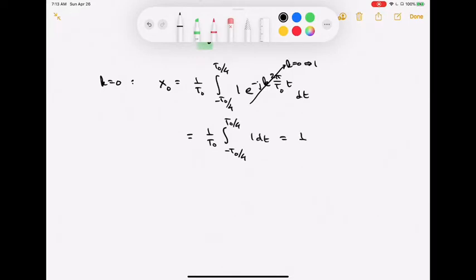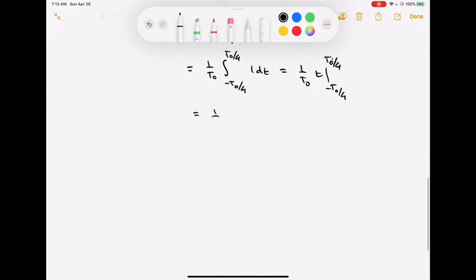That's going to give me a 1 by t naught, and I'm going to have my t going from minus t naught by 4 to t naught by 4. If I go ahead and do all of that, I'm going to get a 1 by t naught. The first limit there is going to be t naught by 4 minus the other limit, so minus of a minus will become plus t naught by 4. That's going to give me t naught by 2, but there was also a t naught in the denominator before. Those t naughts cancel, and I'm left with 1/2.